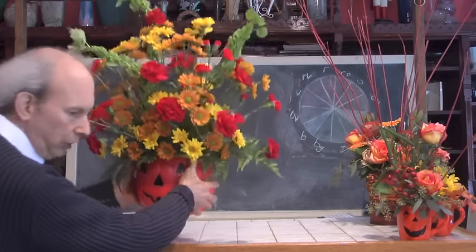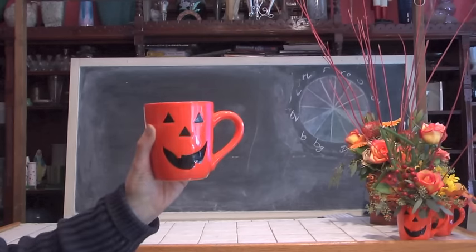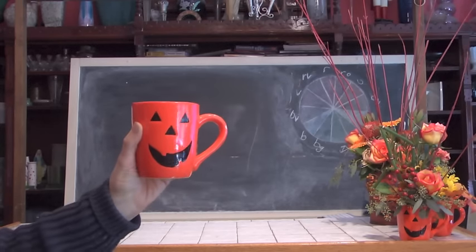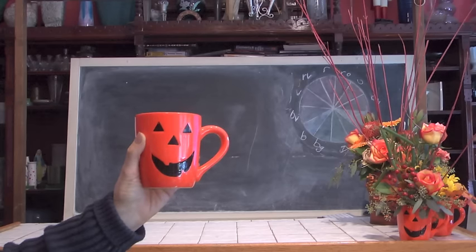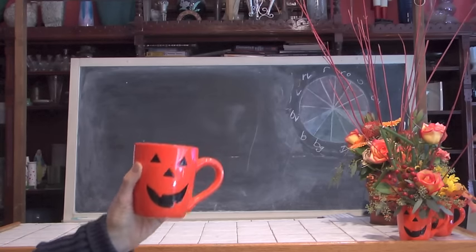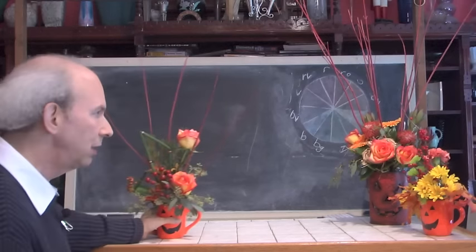Now, there are other things that we can also use to symbolize the jack-o'-lantern and pumpkin motif. This is not even a pumpkin. It happens to be a mug. But notice it's got the characteristic orange, and it also has the jack-o'-lantern theme in terms of the face. And we can do all kinds of cool things with this kind of thing. And here is an example.